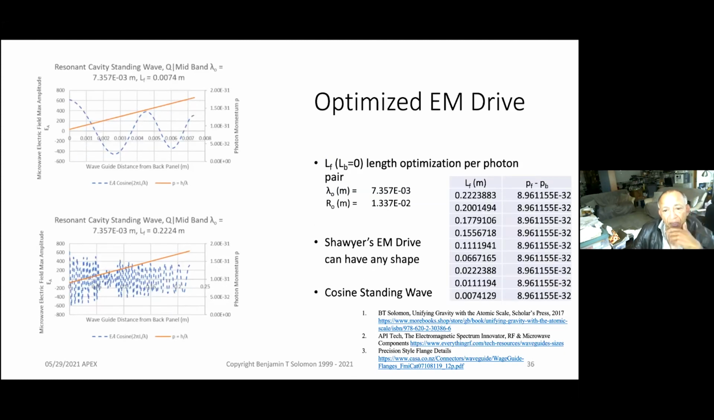Okay, so when we want to optimize for the EM drive, what we want to do is the L naught. We want to, okay.